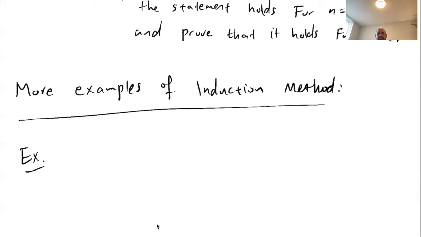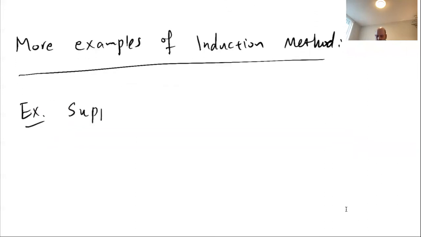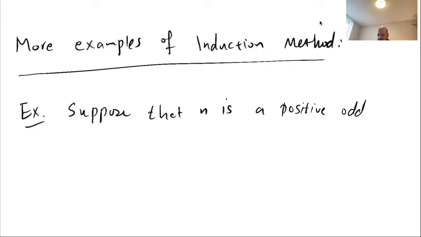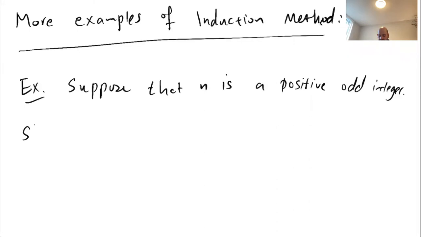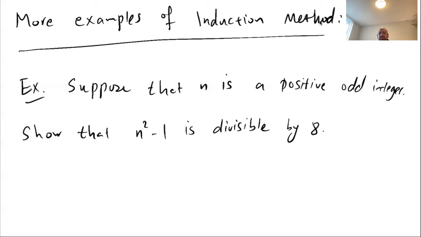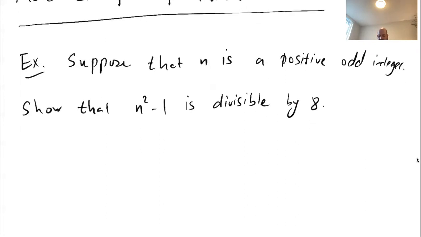So, example. Suppose that n is a positive odd integer. Show that n squared minus 1 is divisible by 8. So let's see how we can prove this. So, solution.